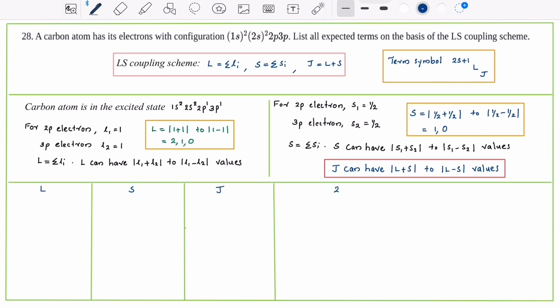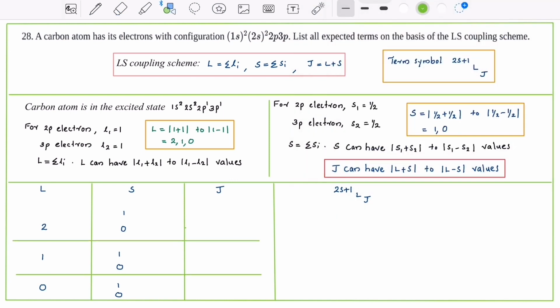Now let us write the term symbol. First, let us use 3 columns: L, S and J. We have L is equal to 2, 1, 0, S is equal to 1, 0. Now when L is equal to 2, S is equal to 1, we have the value of J as 3, 2 and 1, because J can have the value from L plus S to modulus of L minus S. And when L is equal to 2, S is equal to 0, the value of J is 2.